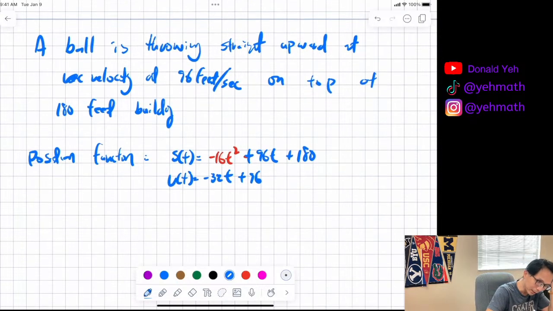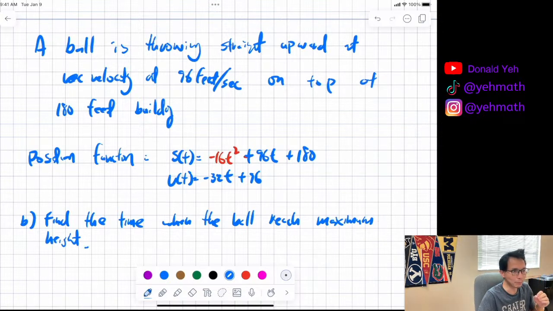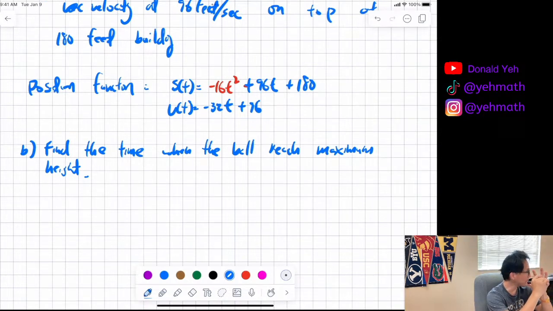Okay, so now for part B, the question I'm going to say is: find the time when the ball reaches maximum height. Okay, find the time when the ball reaches maximum height. How do I do that? I don't provide a formula for that, but how do you find the time when the ball reaches maximum height?